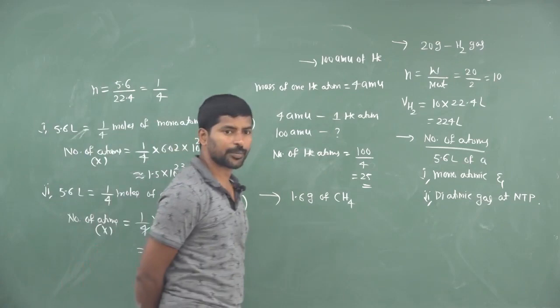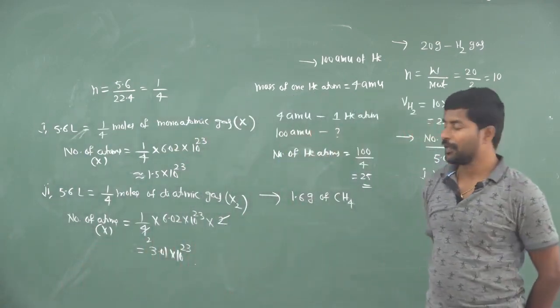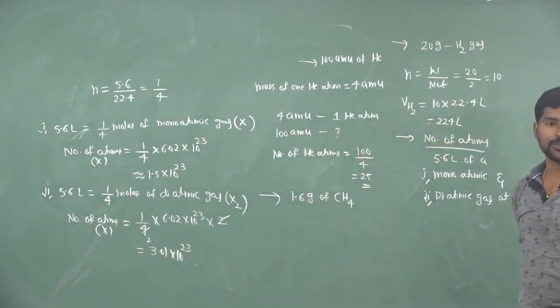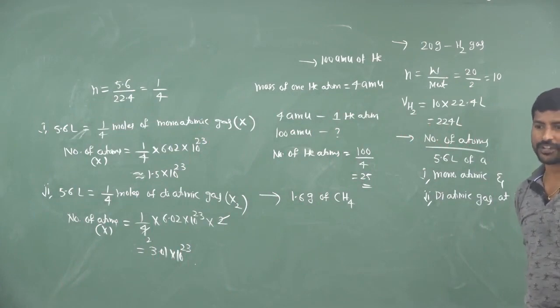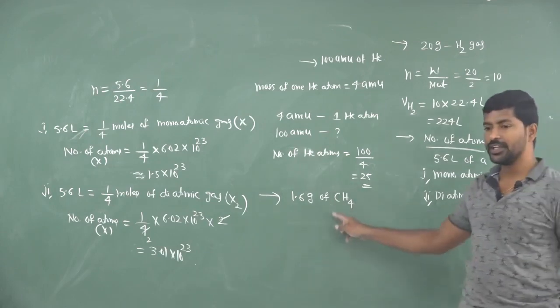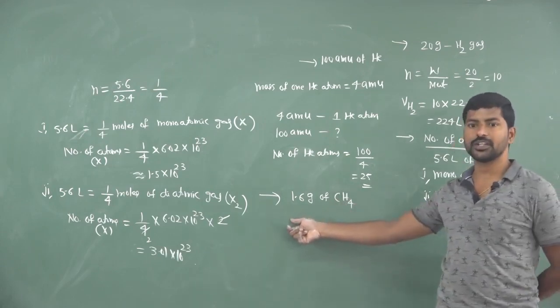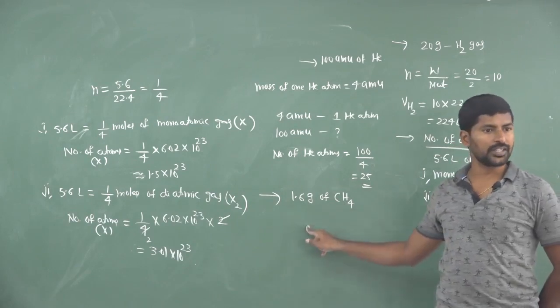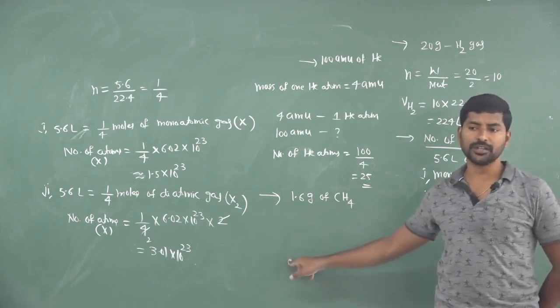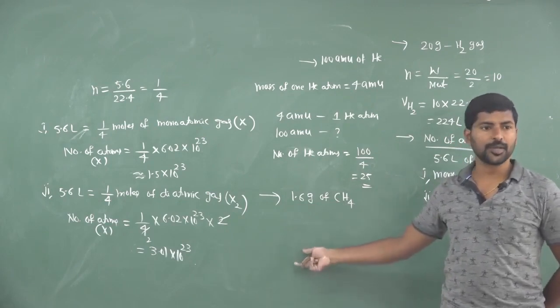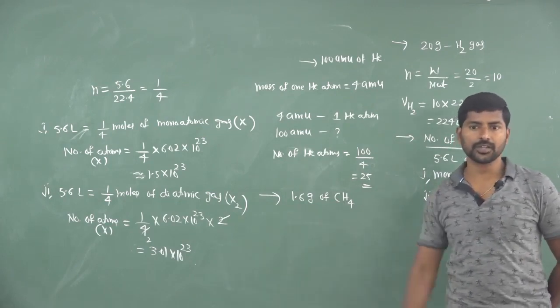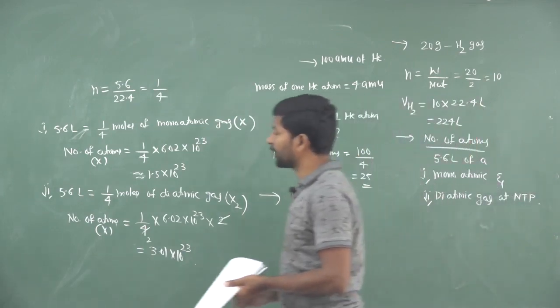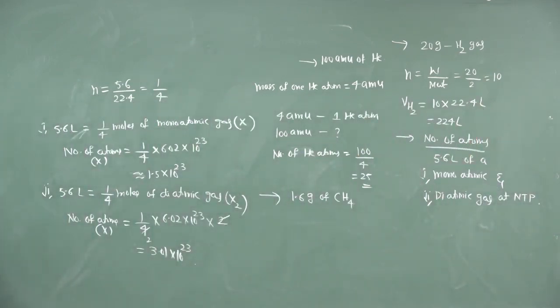Okay, how many electrons are present in 1.6 grams of methane? First you tell me, in each molecule of methane, how many electrons are present? 10 electrons. Carbon has 6 and the 4 hydrogen atoms have 4. So 10 electrons are present in each methane molecule. Now you calculate the total number of methane molecules. First calculate the number of moles, from that you get the number of molecules. After getting the number of molecules, if you multiply with 10, you will get the total number of electrons.